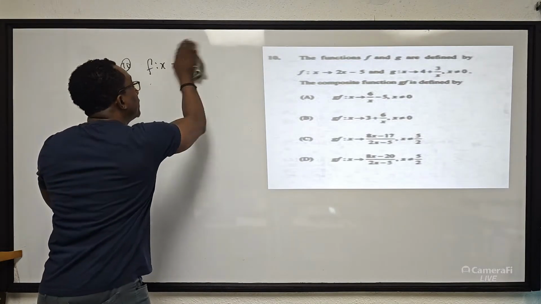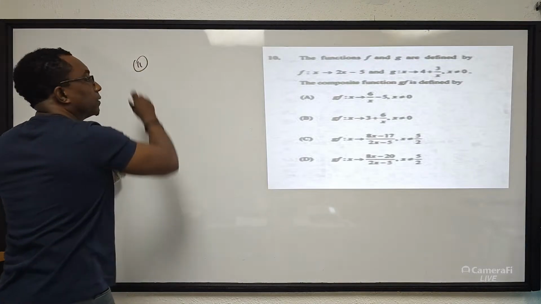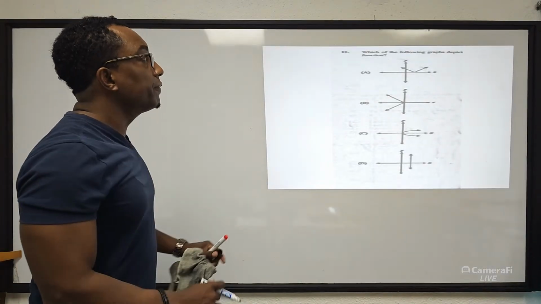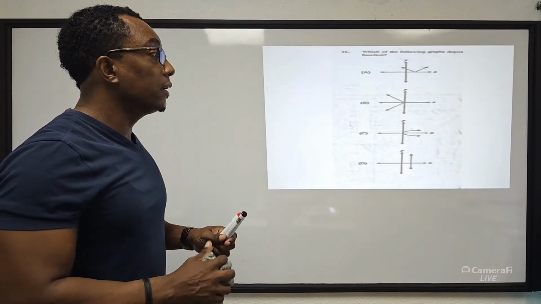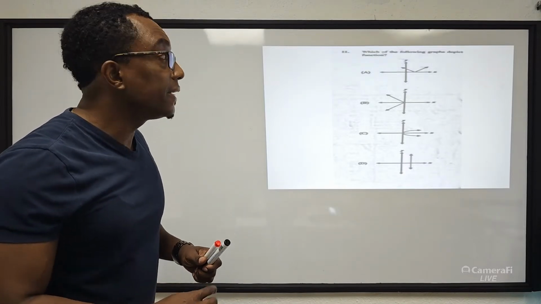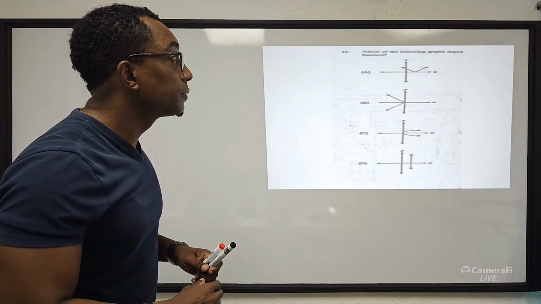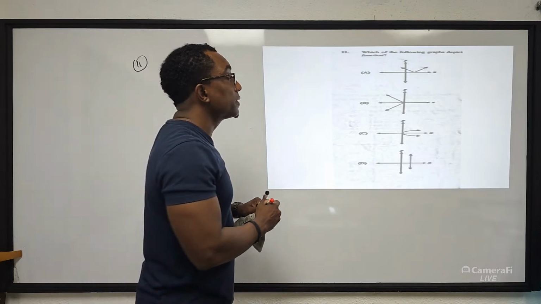So question 11. We have here, which of the following graphs depicts a function? A function, of course, is one-to-one or many-to-one. Those types of mappings are considered functions. So A will be a function because this is many-to-one.